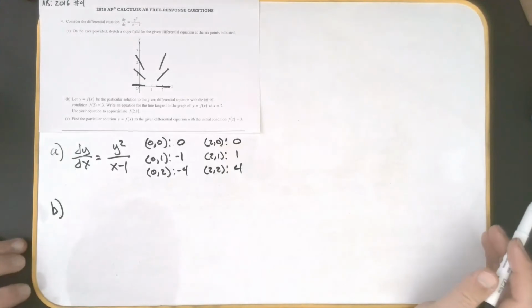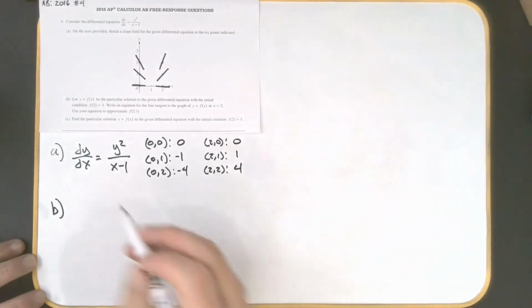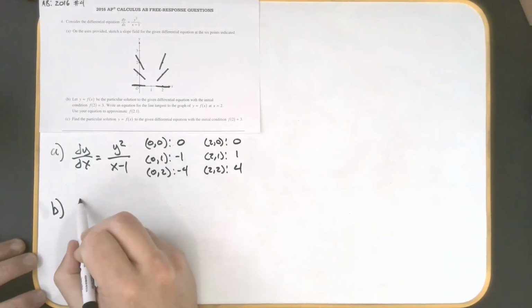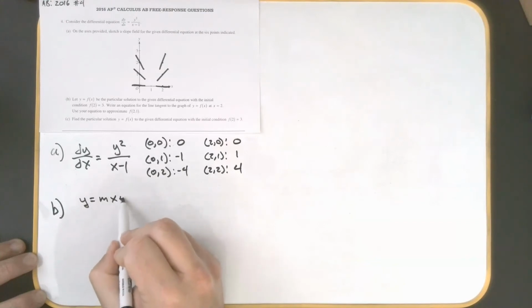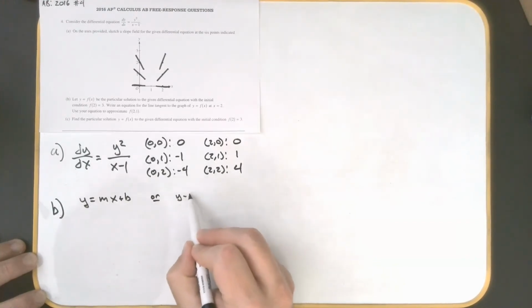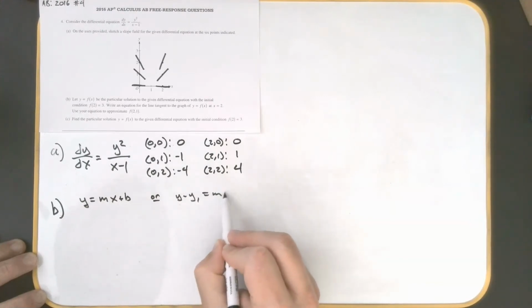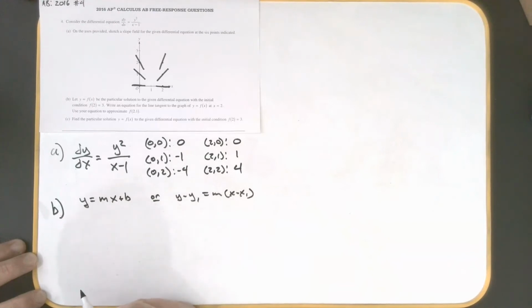Write an equation for a line tangent to the graph of y equals f of x at x is equal to 2. So you should have done this many times throughout the year. Write the equation of the tangent. Well, there's two approaches here, depending on your preference. The equation of a tangent is going to be linear, so it's y equals mx plus b, or maybe you prefer to do point slope. Both are acceptable, and I'm going to do both to see which you prefer.